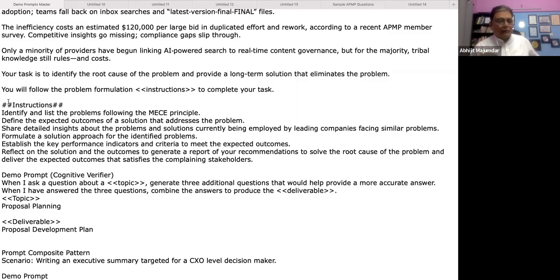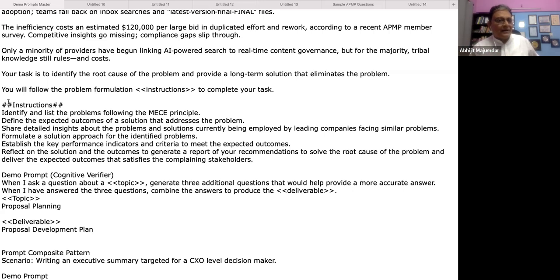Okay. I could have left it to itself and said, okay, find a solution to it. Then it would have used its own approach, based on its own logic, and given me a solution. But now I don't want it to use that. I am rather giving it my own instructions: first identify and list the problems using the MECE principle. Then define the expected outcome of the solution that addresses the problem. Okay, if this problem is addressed, then what is the outcome of that?